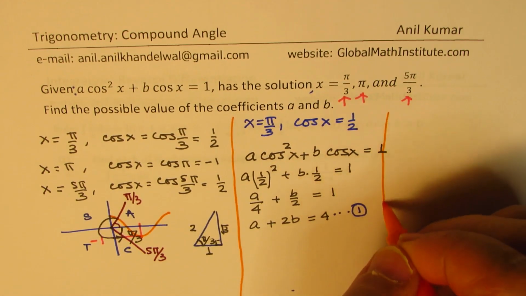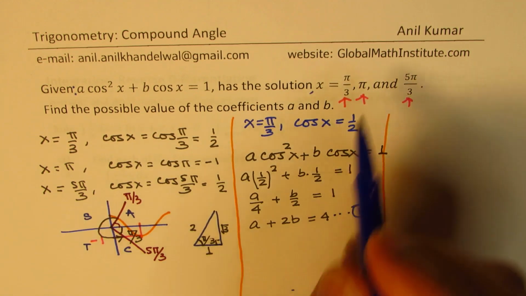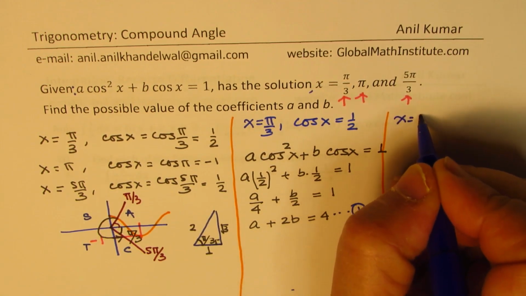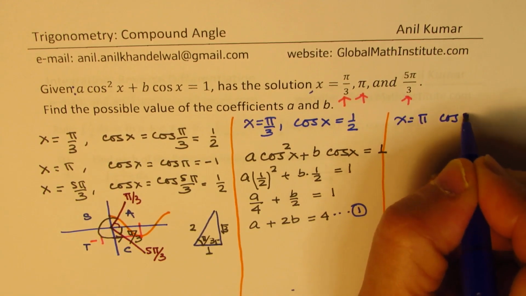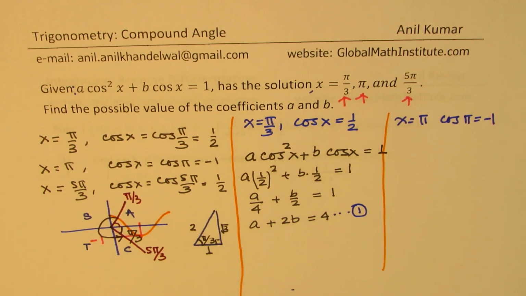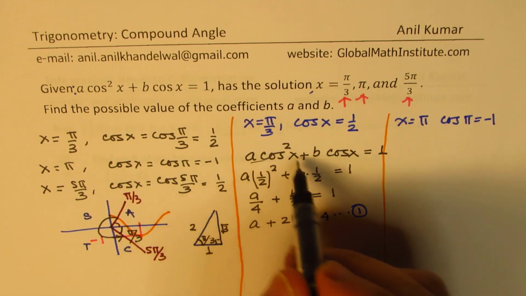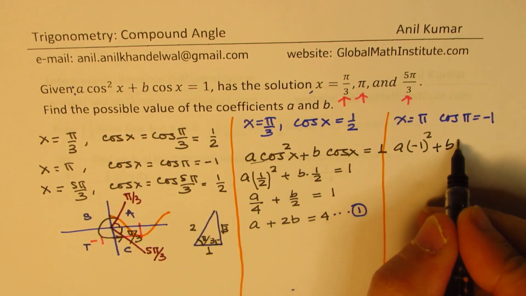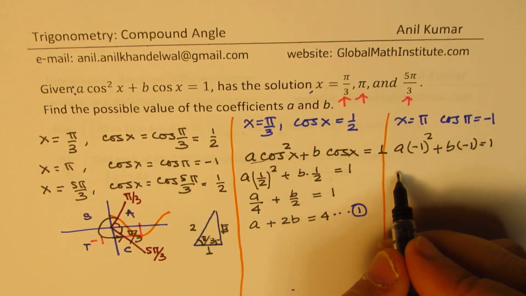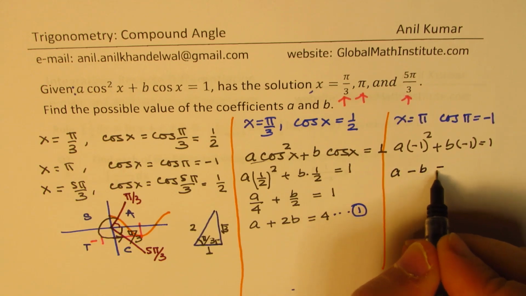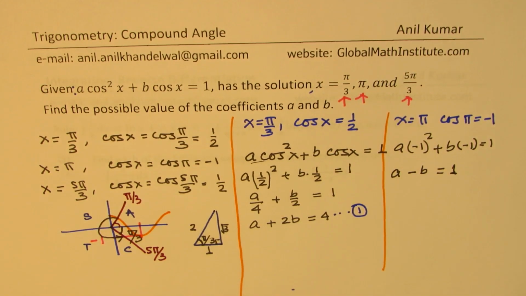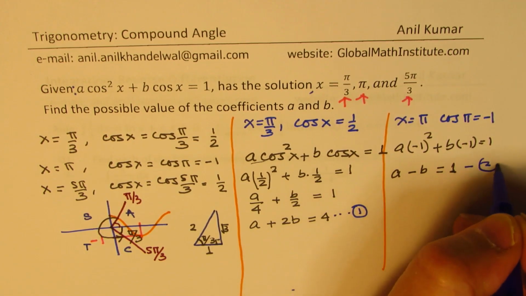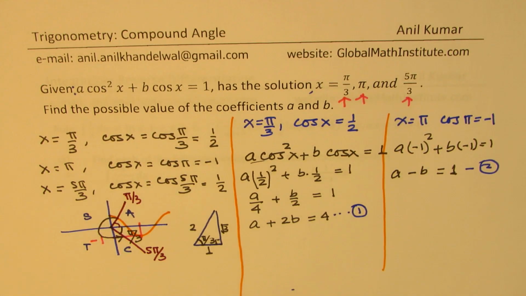Now, we will use the value for x equals pi, which is minus 1, for cosine. So cos pi is minus 1. So if I substitute this value of minus 1 in the equation, we get a times minus 1 square plus b times minus 1 equals 1. That is a minus b equals 1. We'll call this our equation number 2. Now we have two equations to solve, right? So we have a minus b equals 1.